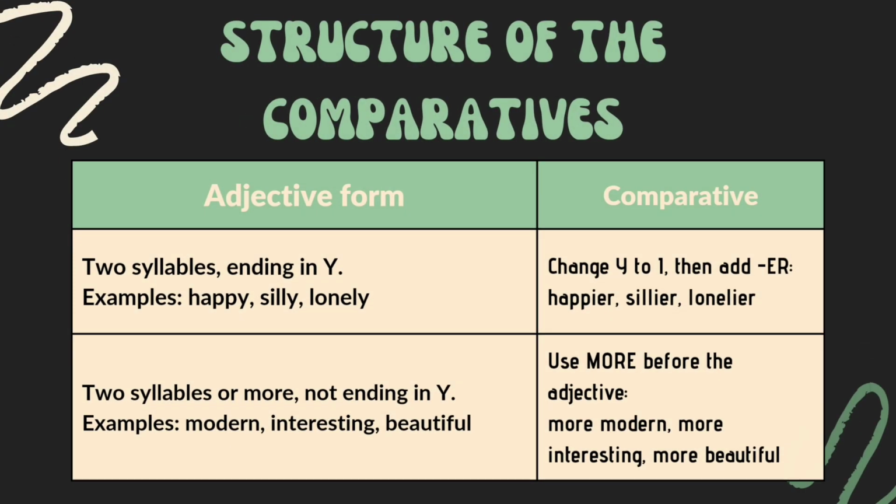For adjectives that have two syllables and end in Y, change the Y to I, and then add ER. For adjectives that have two syllables or more that don't end in Y, the adjective is not changed, only more is added before the adjective.